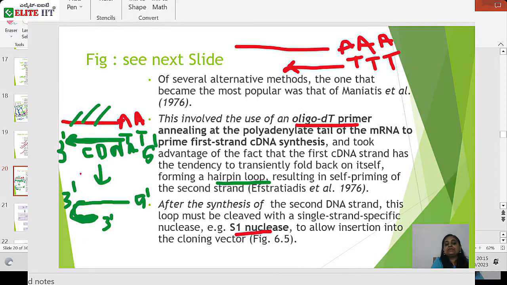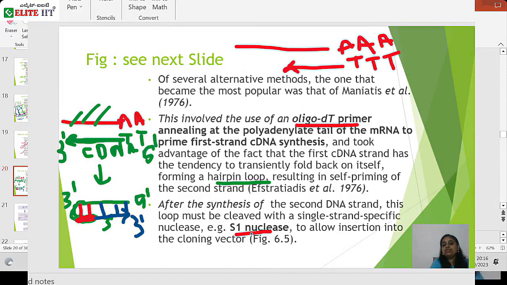So there will be no requirement of addition of any other primer. There will be bonding between these, so this folding part is acting as the primer. If it is acting as the primer, DNA polymerase can very easily synthesize from the 5' to 3' region the second DNA strand here. So now you have double stranded DNA, but with the hairpin loop structure.